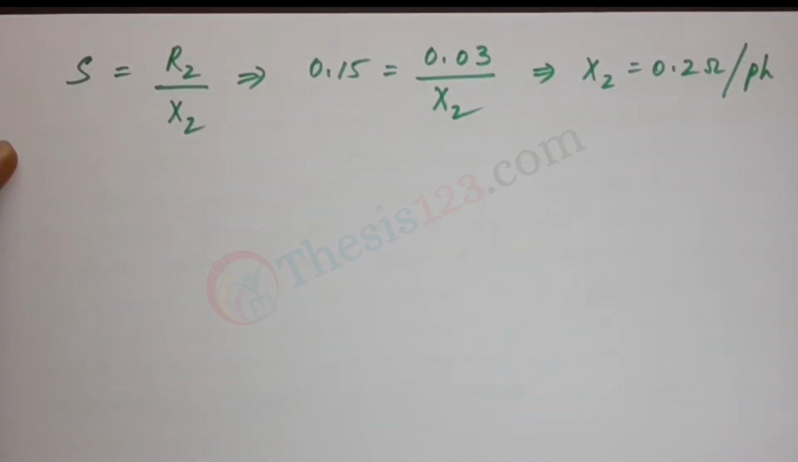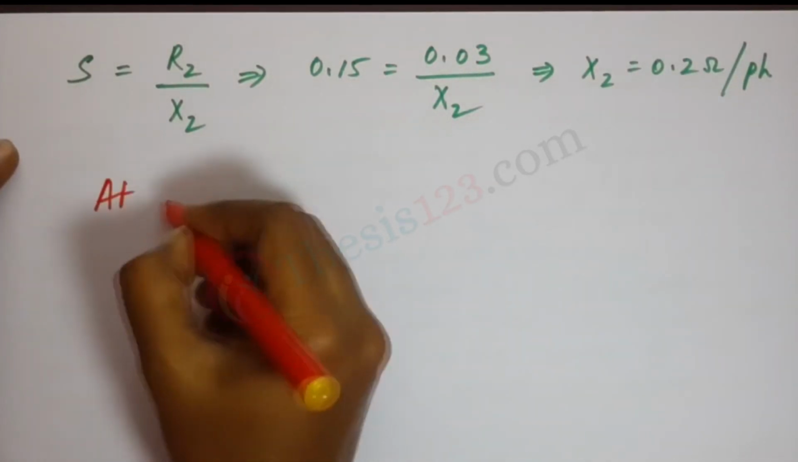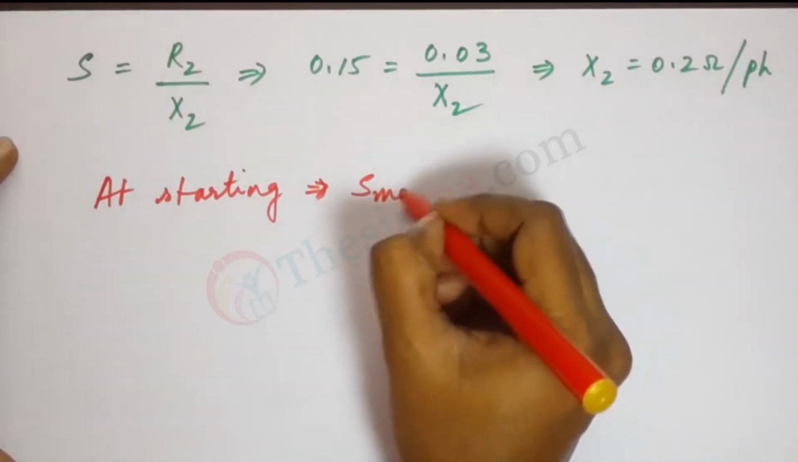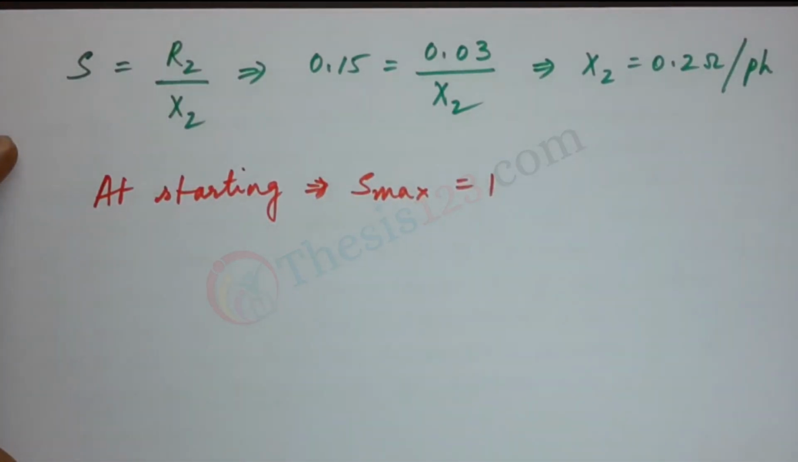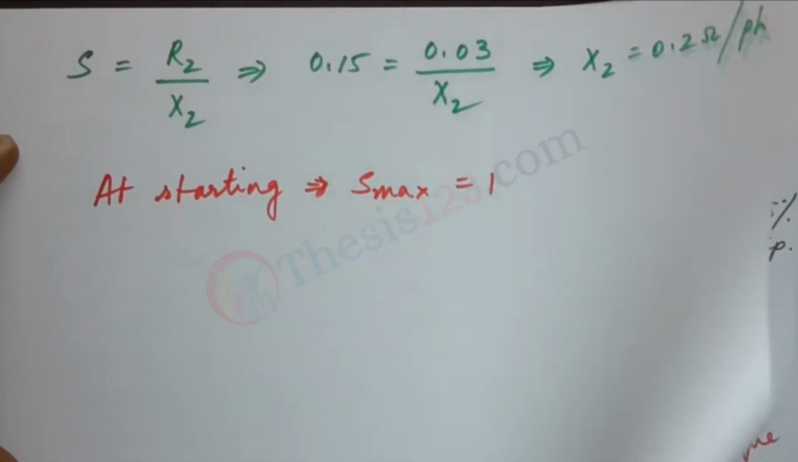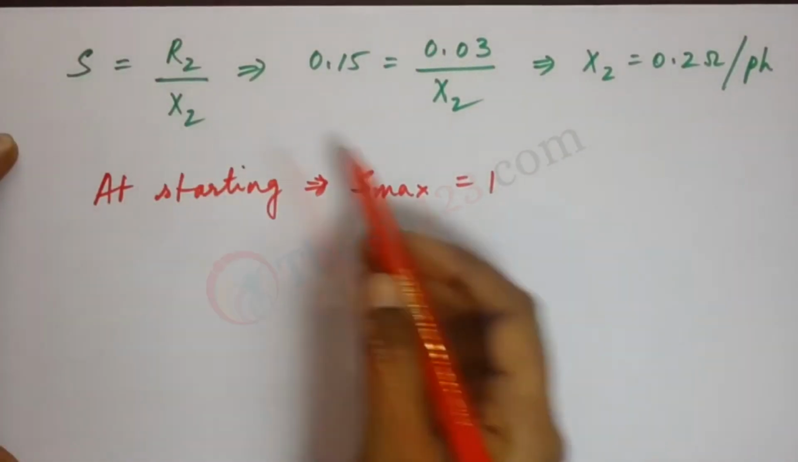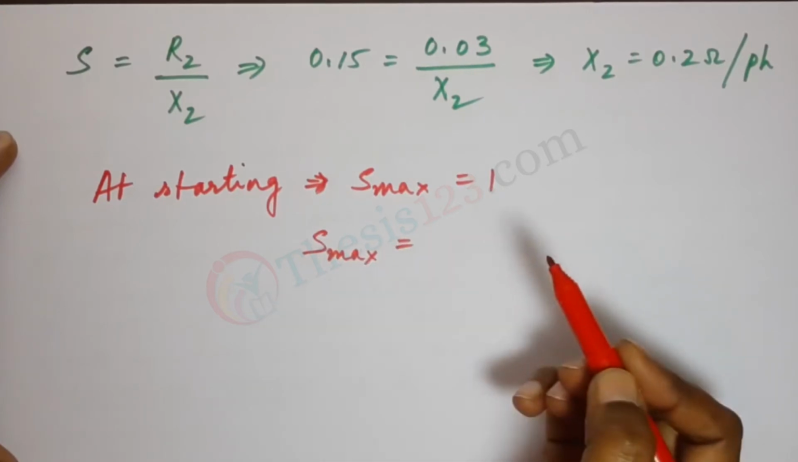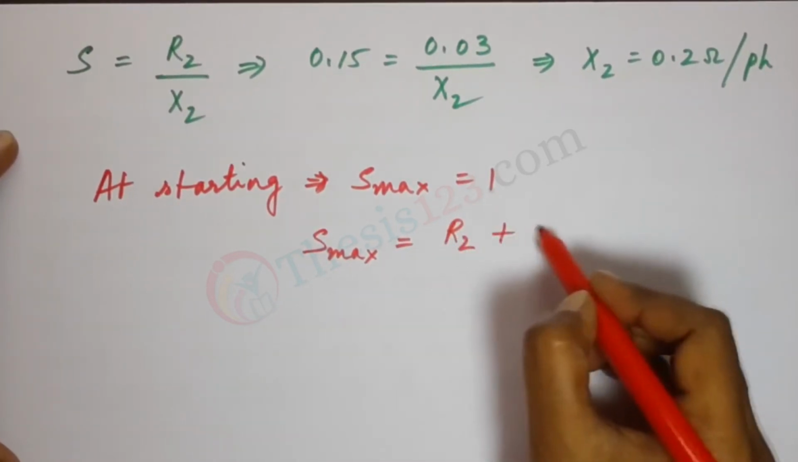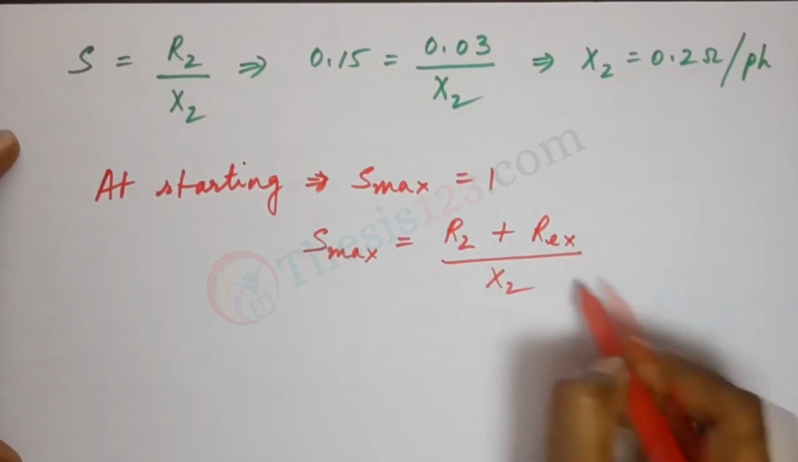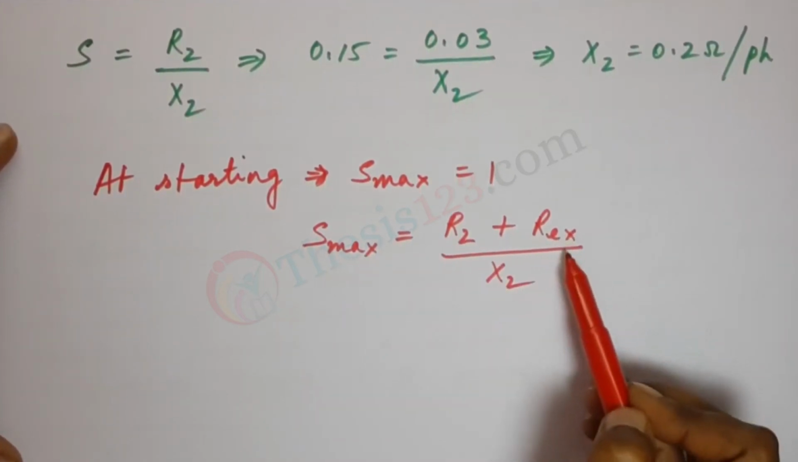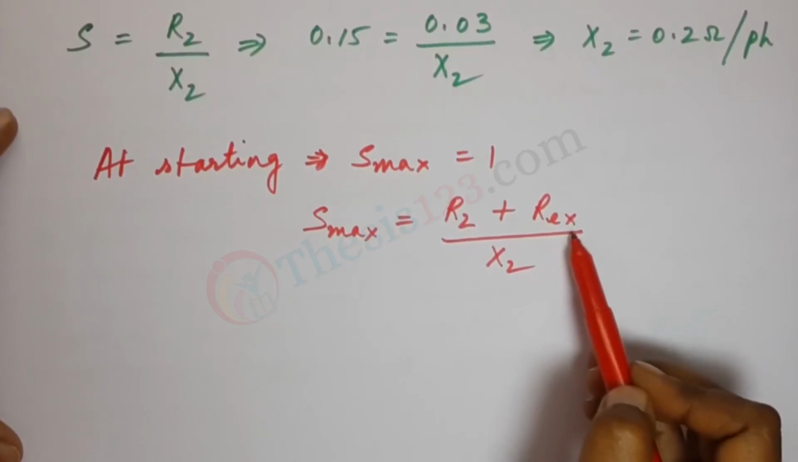Now we go back to the point where it says that we need maximum torque at starting. At starting, we have established the fact that the slip has to be at 100%. So S max is equal to 1. We need an external resistance added. So here the external resistance will be added to the rotor resistance. Now S max, the ratio would become R2 plus an external resistance divided by X2. We have the values of S max, R2 and X2. All we have to do is find out the value of the external resistance.